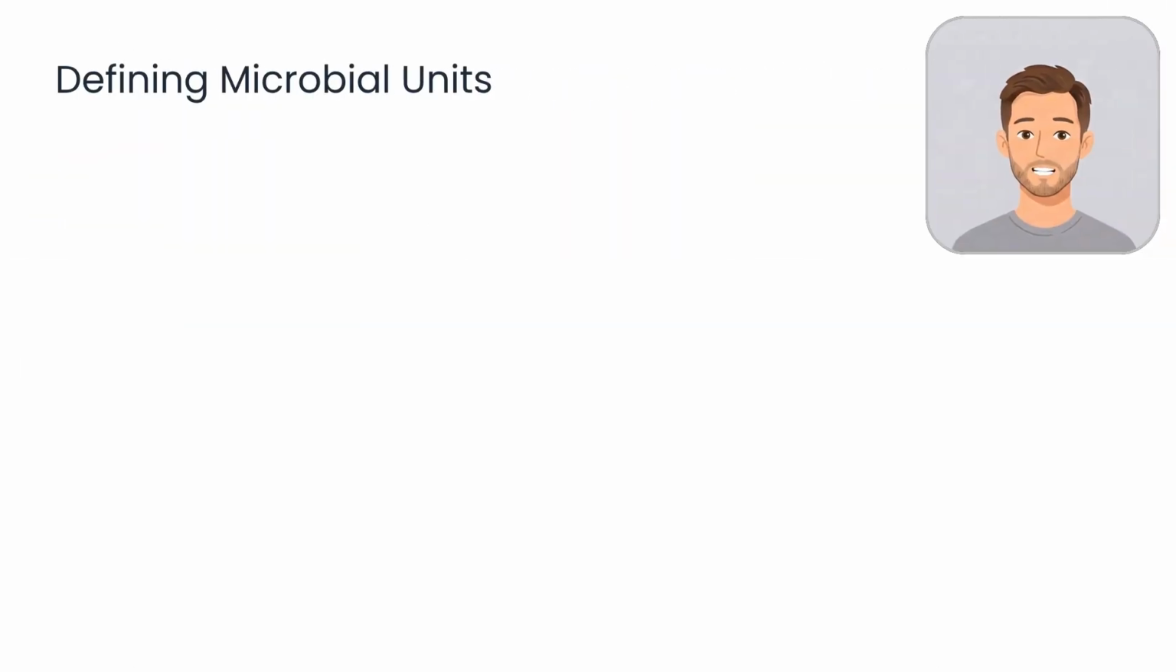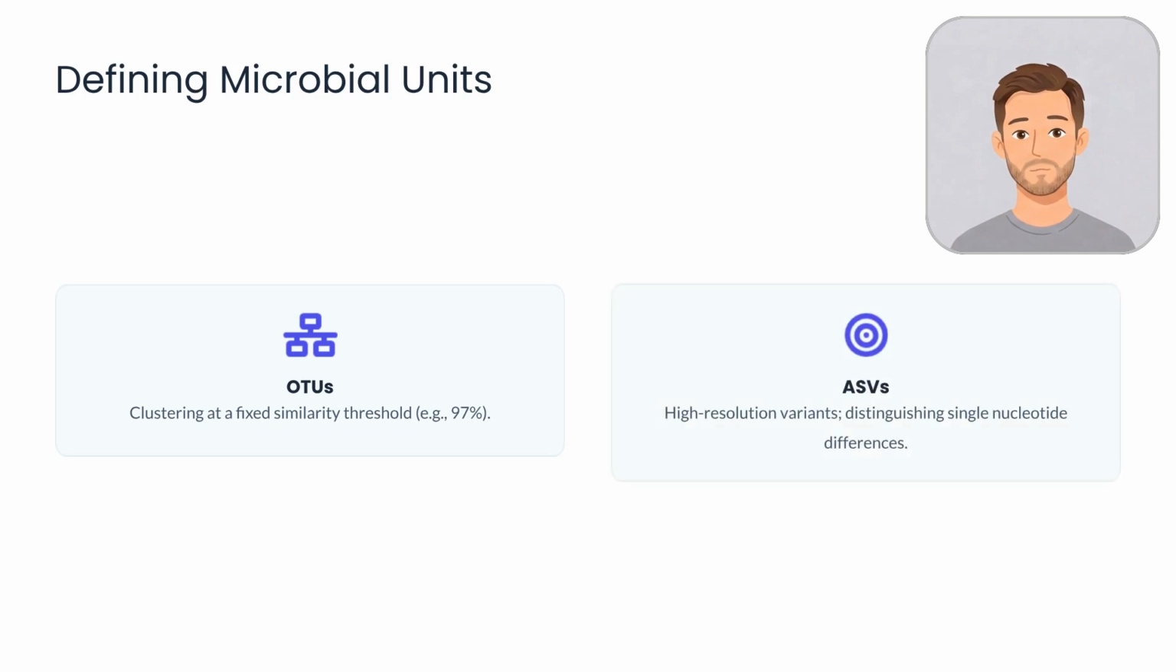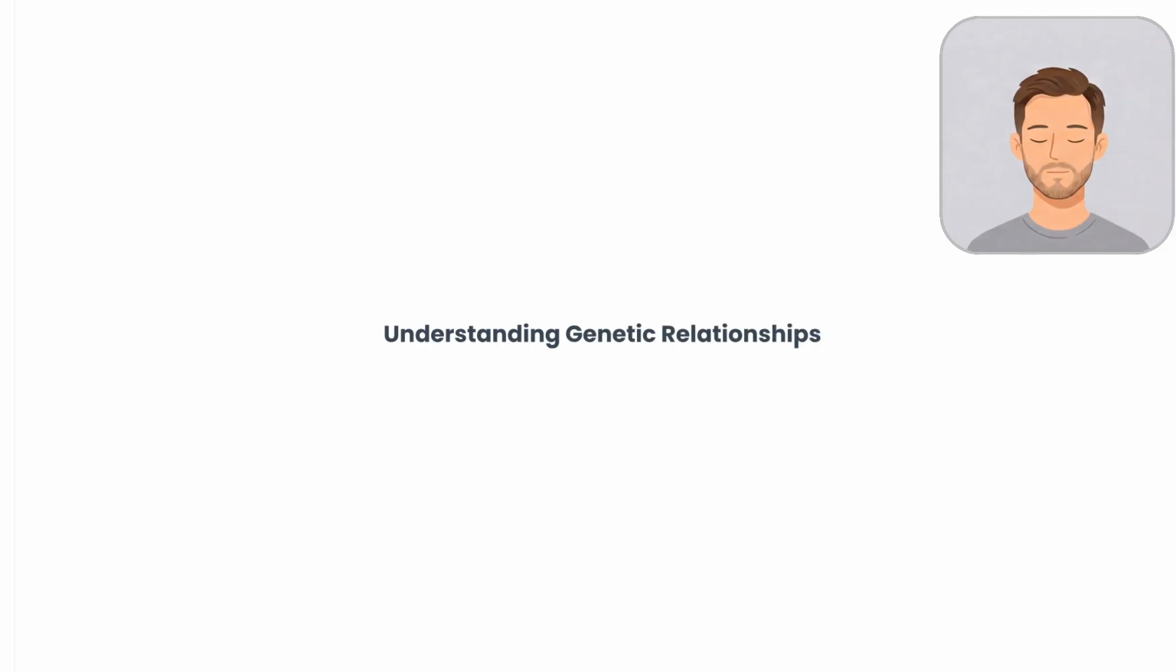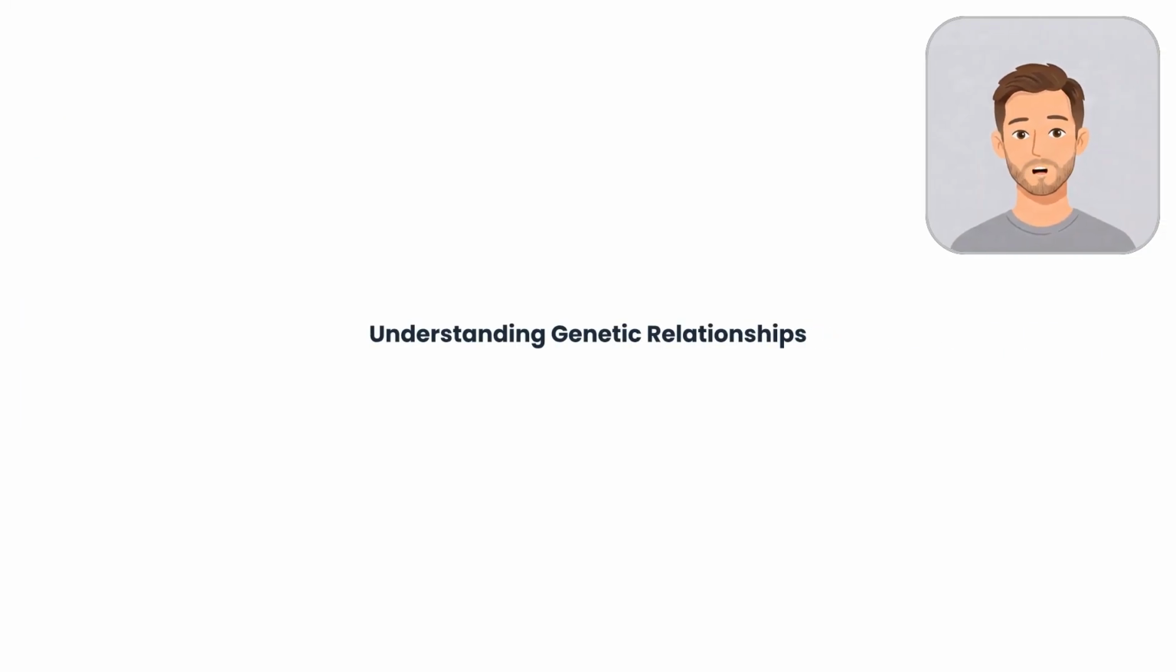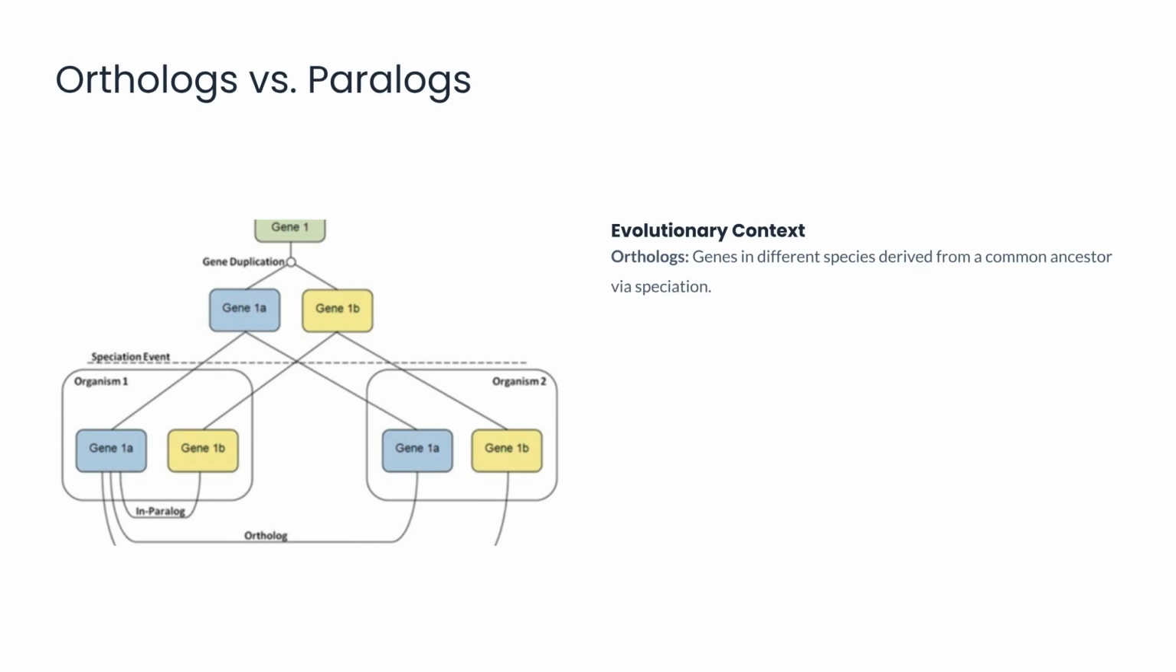Microbial units can be defined as operational taxonomic units, or OTUs, clustered at a fixed similarity threshold. They can also be defined as ASVs, which are high-resolution variants distinguishing single nucleotide differences. Let's now consider how to understand genetic relationships in the context of single-gene surveys. Orthologs are genes in different species derived from a common ancestor via speciation.